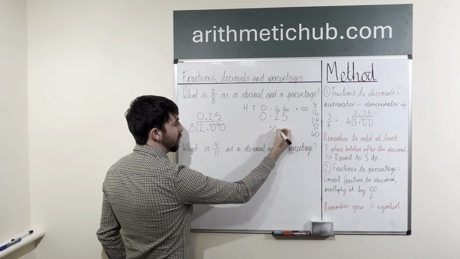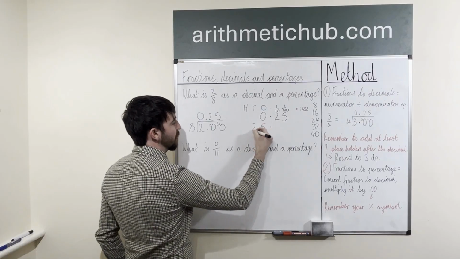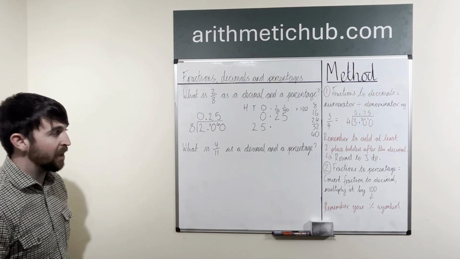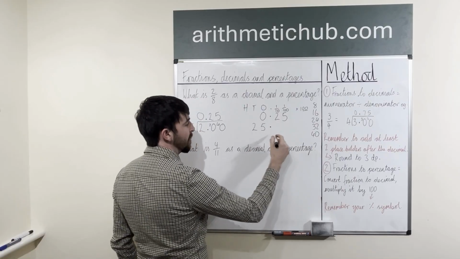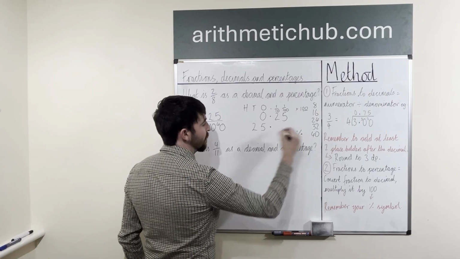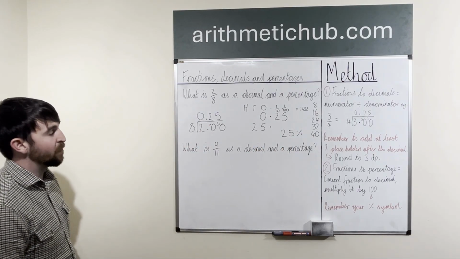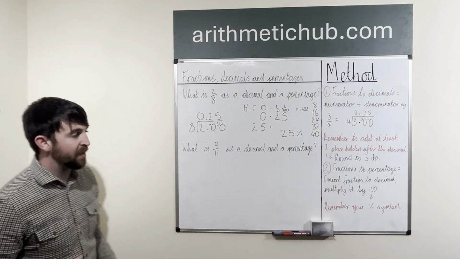Drop my 5 down, move it once, twice. Drop my 2 down, move it once, twice. It's going to give me 25. I've multiplied it by 100, so I need to add my percent symbol: 25%. So 2/8 as a decimal and a percentage would be 0.25 and 25%.